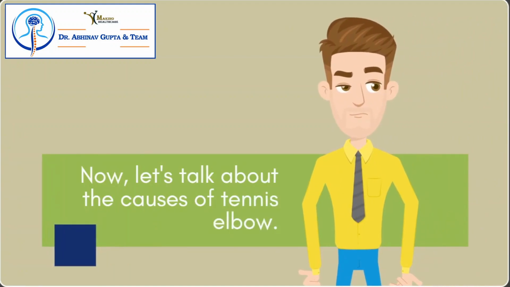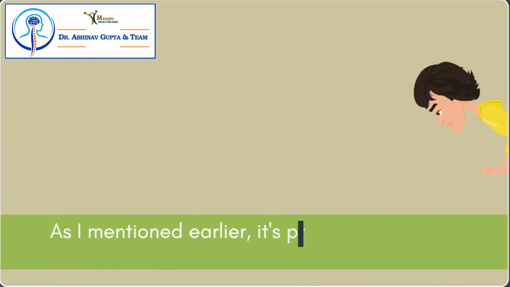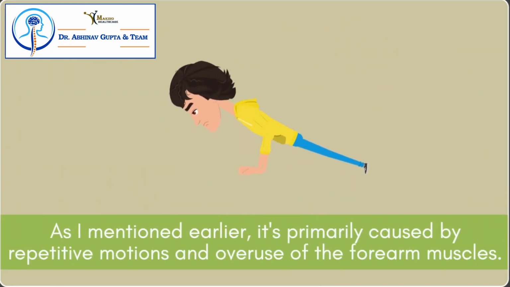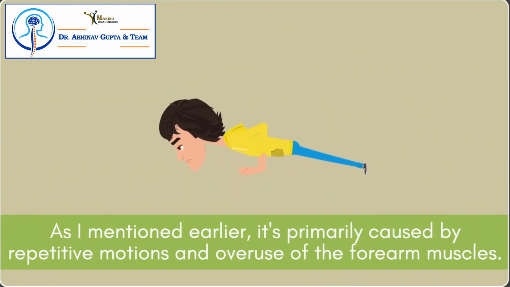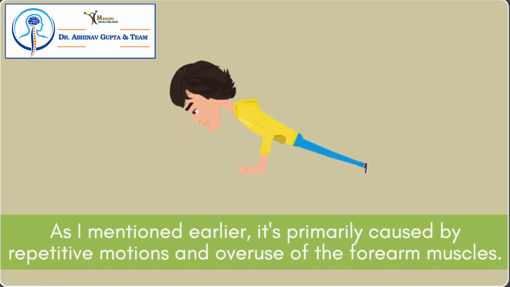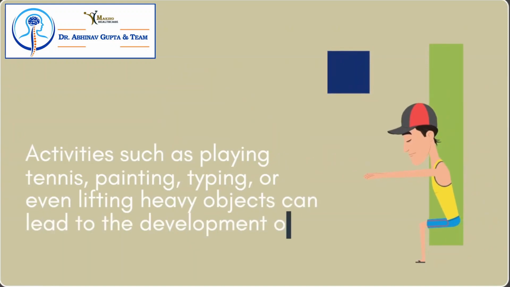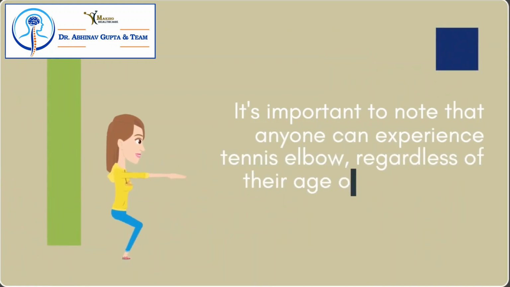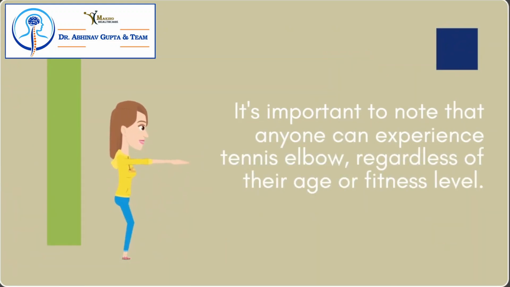Now, let's talk about the causes of tennis elbow. As I mentioned earlier, it's primarily caused by repetitive motions and overuse of the forearm muscles. Activities such as playing tennis, painting, typing, or even lifting heavy objects can lead to the development of this condition. It's important to note that anyone can experience tennis elbow, regardless of their age or fitness level.